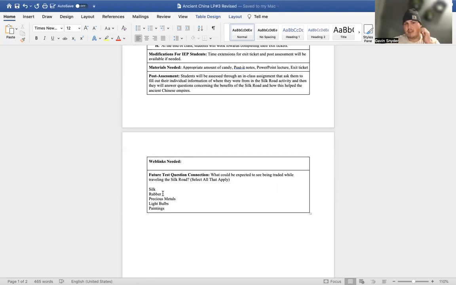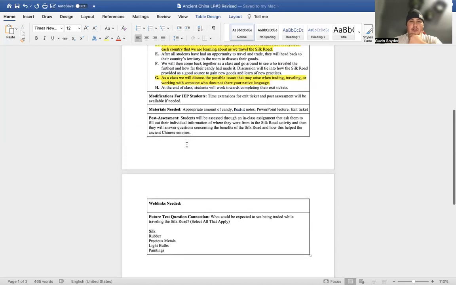It just wasn't invented yet. But precious metals ties back into our vocabulary with bronze and things like that, a pretty big deal. Light bulbs, everybody did pretty good. They understood that electricity hadn't been invented, so we didn't need light bulbs. And then paintings, some were iffy on this. It was about 50-50, but paintings were exchanged and traded on the Silk Road.